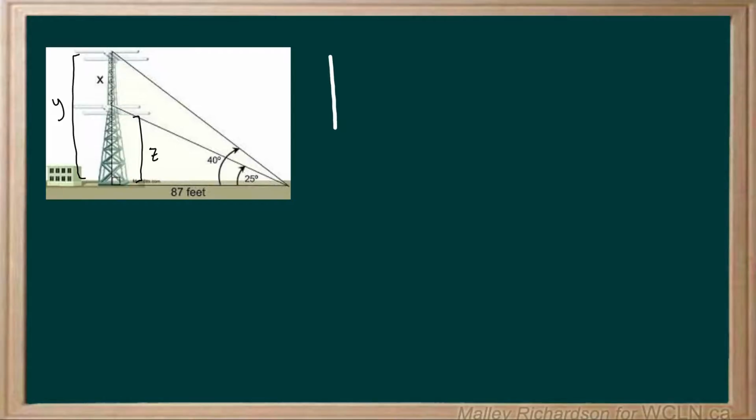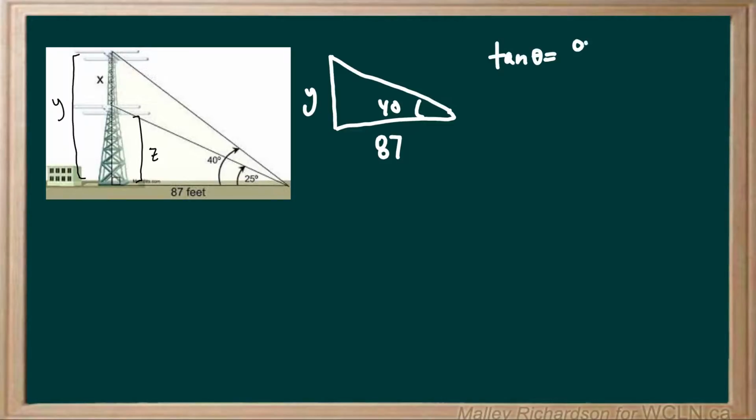So let's draw a triangle with our height to be y, our hypotenuse, and then our horizontal distance to be 87 feet, which is given in our question. Now, as we can see, we also have two given angles of 40 degrees and 25 degrees. To find the total height of y, we need to use our bigger angle of 40 degrees. As we can see, 40 degrees is opposite to y and adjacent to 87. So that means we want to use tan theta, because tan theta is opposite over adjacent.